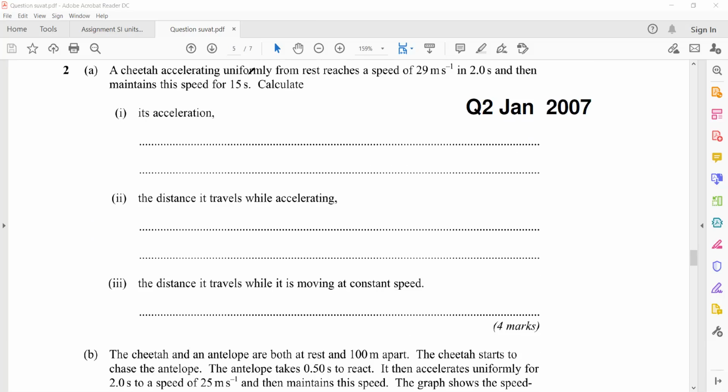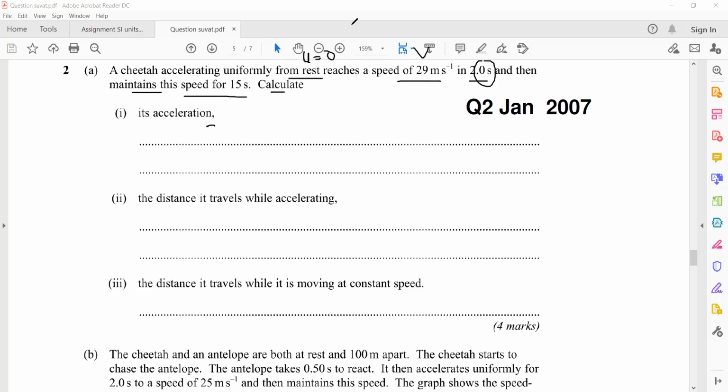A cheetah accelerating uniformly from rest reaches 29 meters per second in 2 seconds and then maintains this speed for 15 seconds. Calculate its acceleration. So it started from rest, initial is 0, final is 29, and time is 2 seconds.